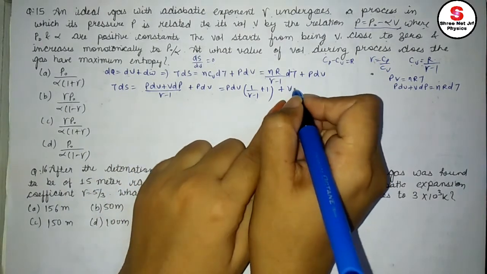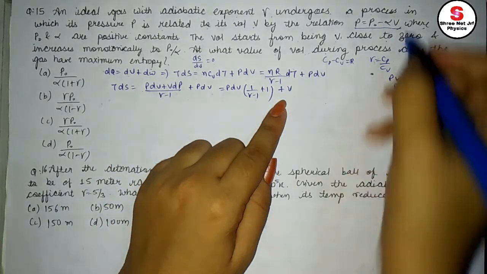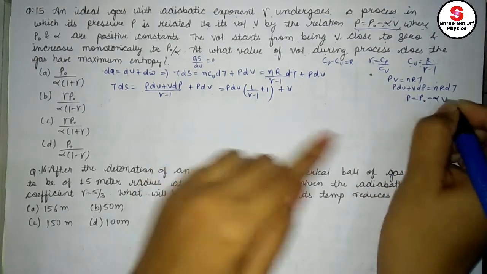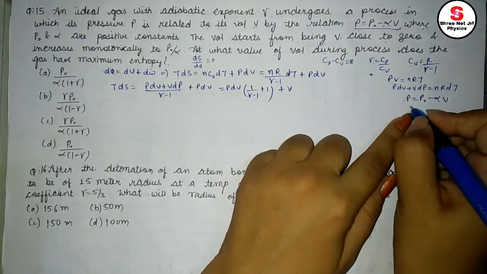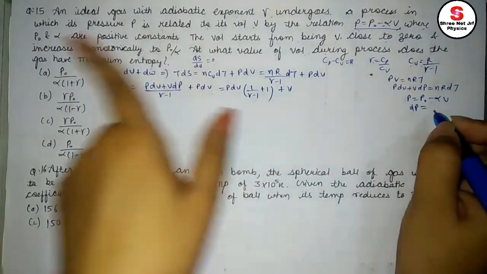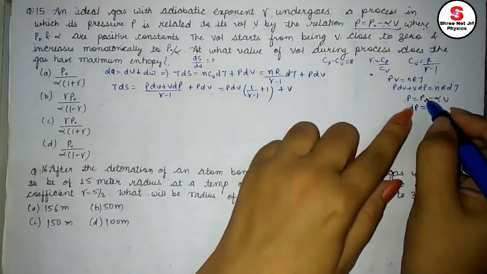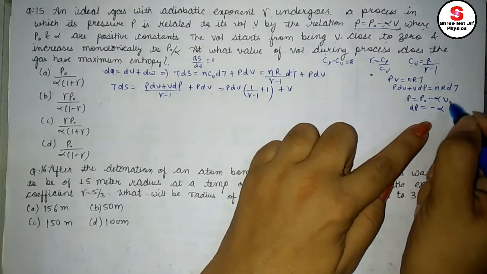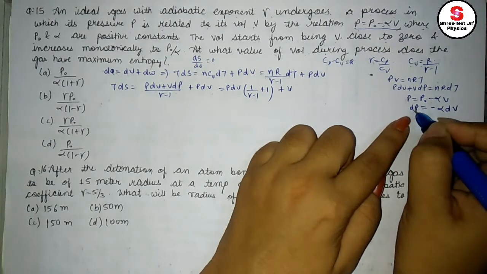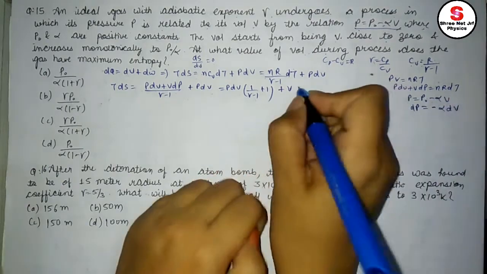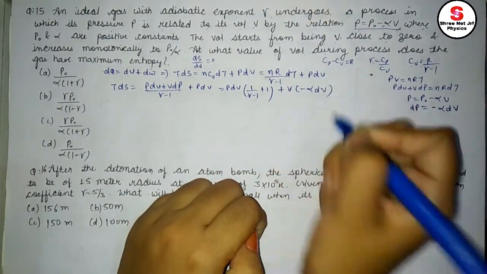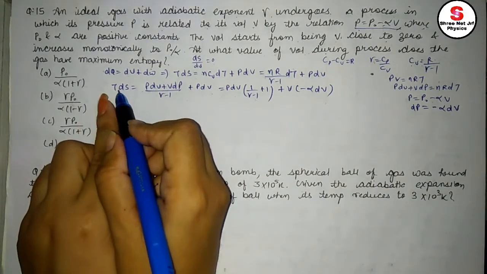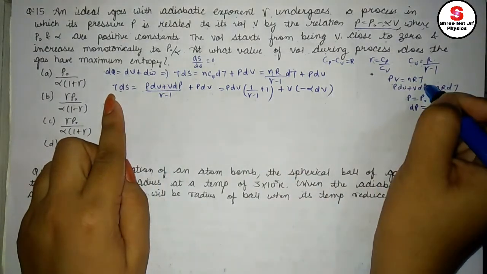See, dP can be written, using this equation, P equals P naught minus alpha V. If I differentiate it, P naught and alpha are given as positive constants, so the differential of P naught will be 0, minus alpha is as it is, that is constant, and for V it can be written as dV. So I can write dP as minus alpha dV.